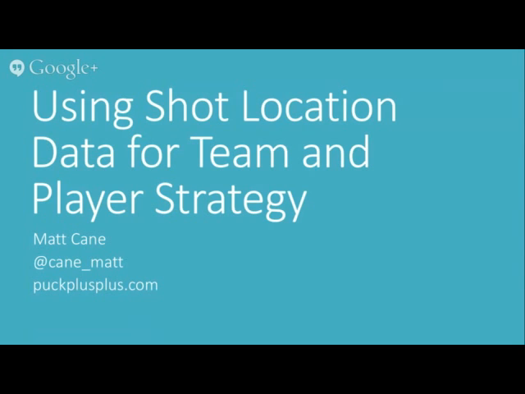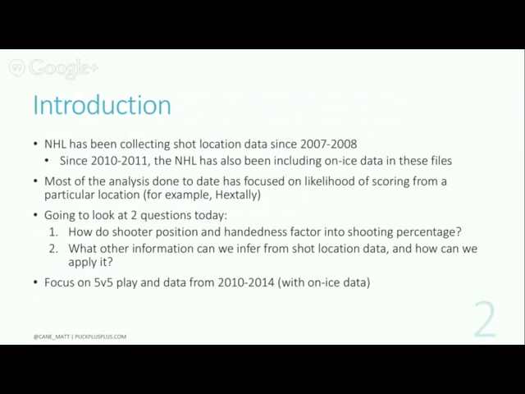So as Andrew said, today I'm going to be talking a little bit about shot location data and how we can use it both from a strategy point of view and from a player evaluation point of view. To give you a bit of background, the NHL has been collecting shot location data, basically the X and Y coordinates of each shot, since the 2007-2008 season. And since the 2010-2011 season, they've also been collecting which players are on the ice, the 5 defensive players, or however many defensive skaters there are, and the 5 offensive skaters, as well as the shooter.